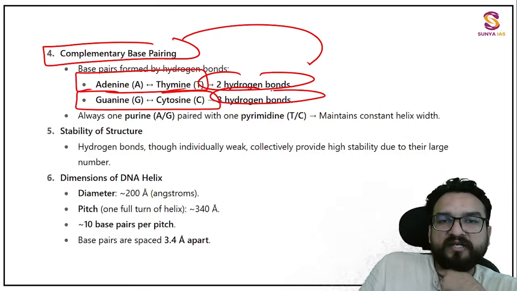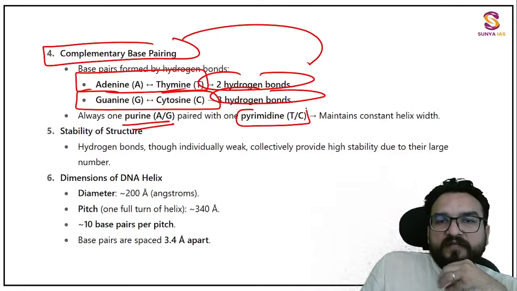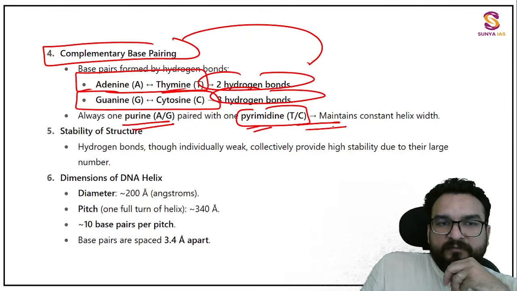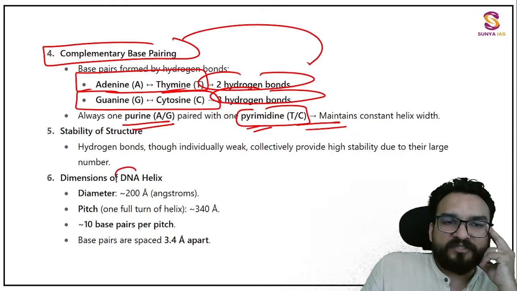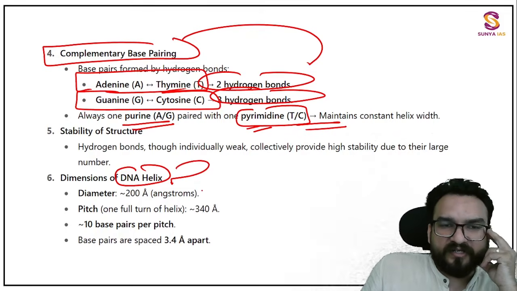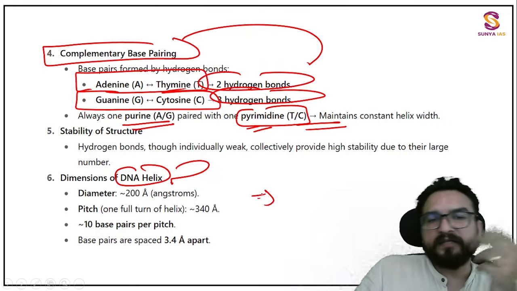2 hydrogen bonds, 3 hydrogen bonds. Always one purine paired with one pyrimidine. Right, like this it will be maintaining. Dimensions of DNA helix like this you can remember, but no need. Ahead I'll be telling you obviously.